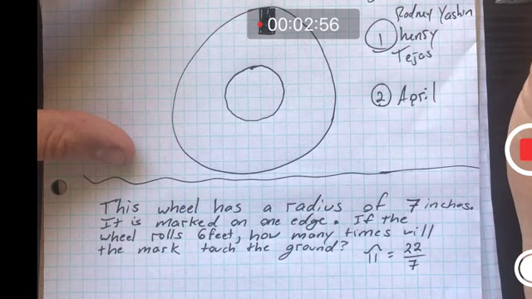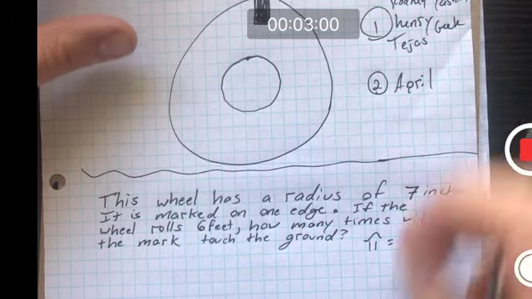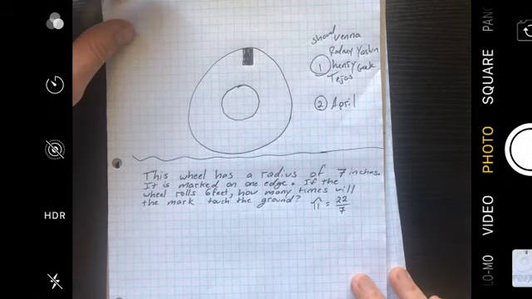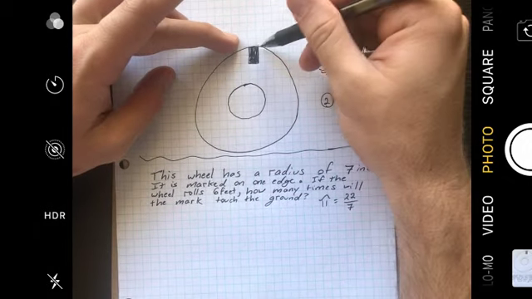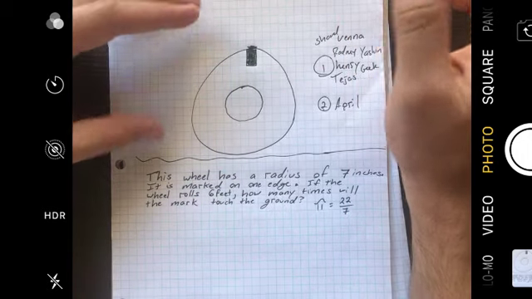April's losing confidence. Okay. All right, let's do this. We'll talk about how to do this problem and if you do need a round or not. So there's the wheel. That's where it's sitting. The mark is not touching the ground right now. It looks like it's in the straight up position, obviously.